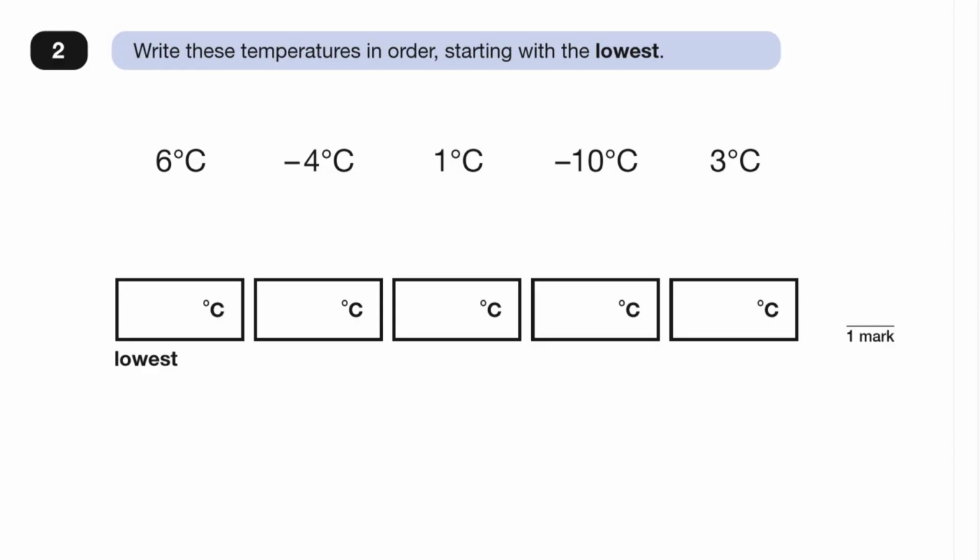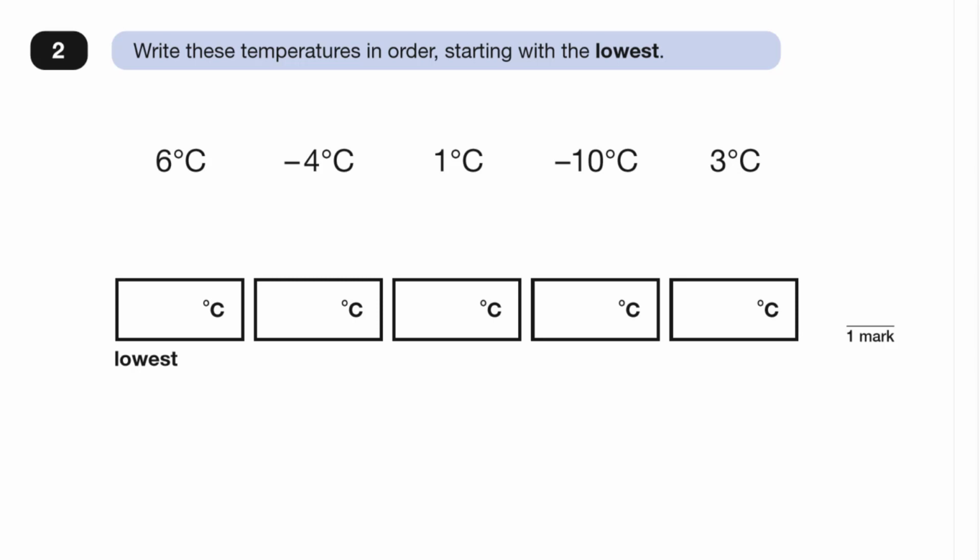Question 2, write these temperatures in order starting with the lowest. You will see we have some numbers that are negative numbers here. This is a year 6 skill. If you're not too sure on negative numbers, then a lesson can be found on this in my number, place value, SATs ebook. I go through all about how to order negative numbers and how to calculate with negative numbers as well. So starting with the lowest number.